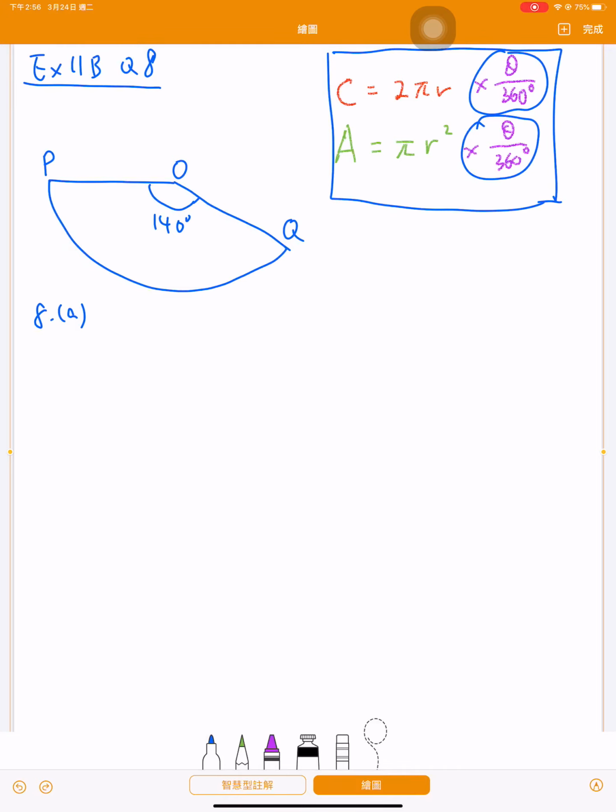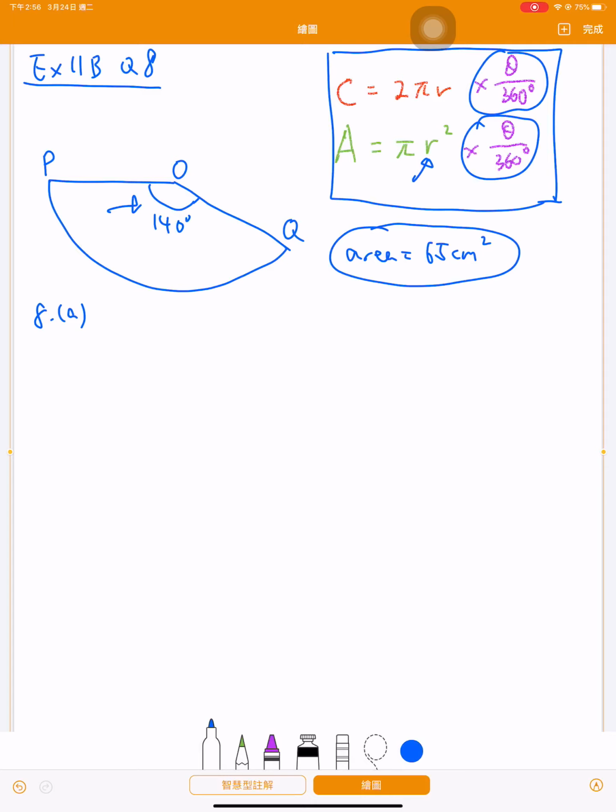Hello, let's talk about exercise 11, question 8. Again, this time the question says the center angle is 140 degrees, and the area is 65 cm squared. In part A, we want to find the radius. So this time the question is giving the area and we want to find the radius.